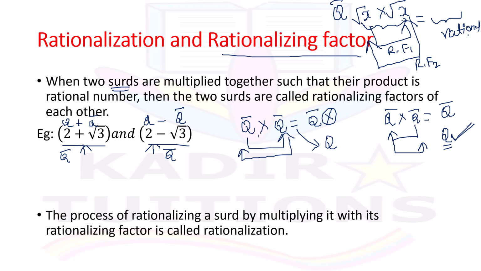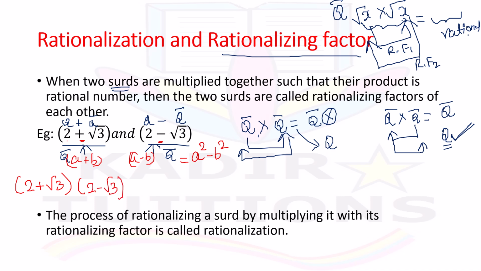So we are going to multiply now. When you look into the problem, both numbers have the same terms, only the sign is different. So can I use the identity a plus b into a minus b? The answer of this identity is a square minus b square. So 2 plus root 3 into 2 minus root 3 gives 2 square minus root 3 the whole square. What is 2 square? It's 4. What is root 3 the whole square? It's 3. So 4 minus 3 is 1, and 1 is a rational number.